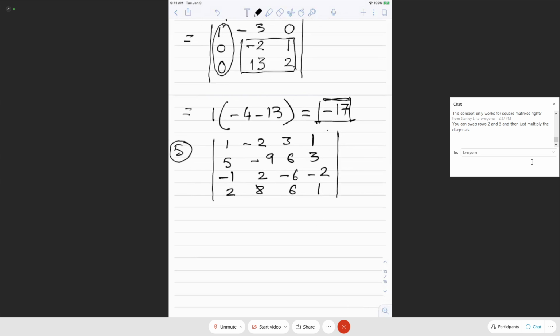Okay. Do the same thing here. Multiply the first row by minus 5, add it to the second row. Minus 5, 10 minus 9, 1. Minus 15 plus 6. Just multiply the first row by 1 and add it to the third row.